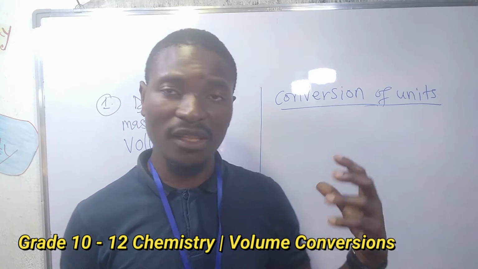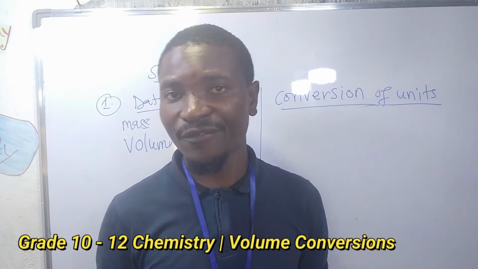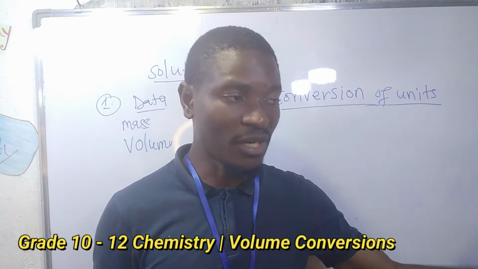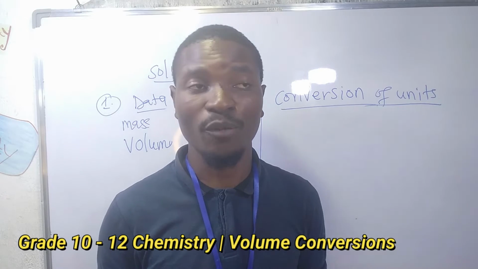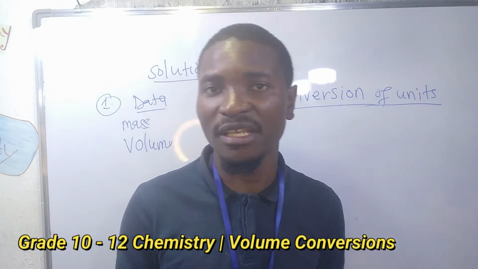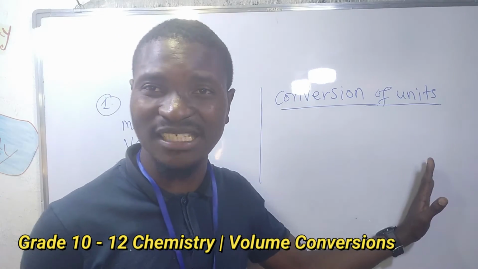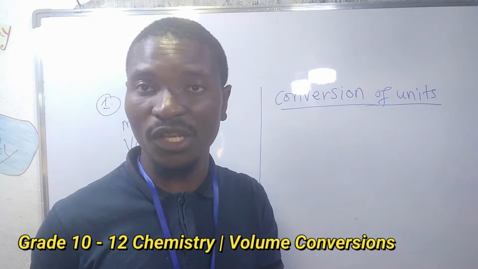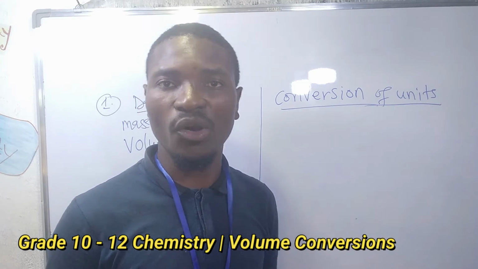Okay, so now in this question number 2, the volume was given in cubic centimeters, so we have to change that from cubic centimeters to cubic decimeters. Okay, so I want you to understand how you can do that. Just follow me as I show you how to change from cubic centimeters to cubic decimeters. But before we do that, we have to understand the unit conversions.